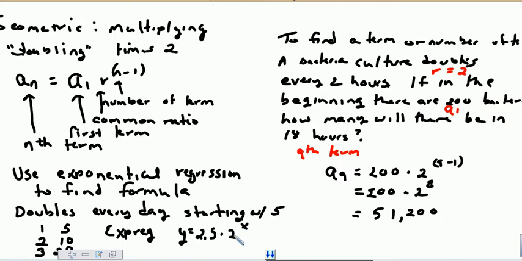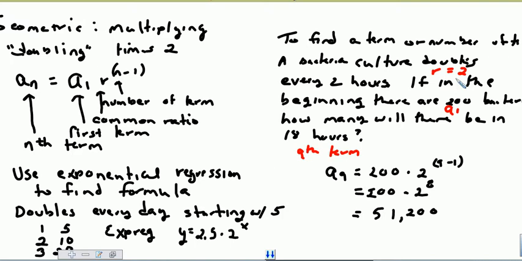If I need to find a particular term or how many terms without the formula, let's say I've got a problem, then I'm going to use the equation here. A bacteria culture doubles every 2 hours. If in the beginning there are 200 bacteria, how many will there be in 18 hours?